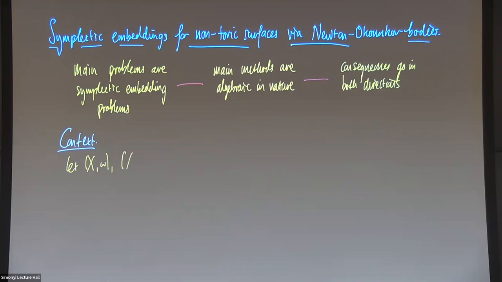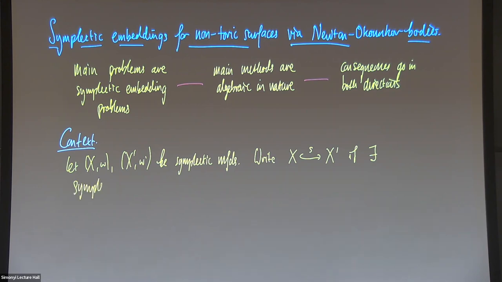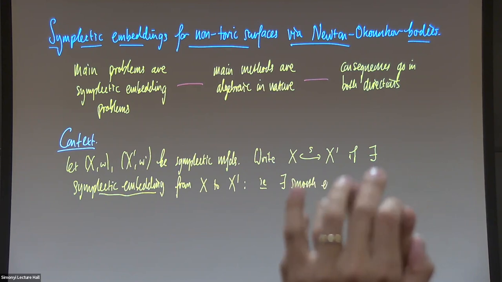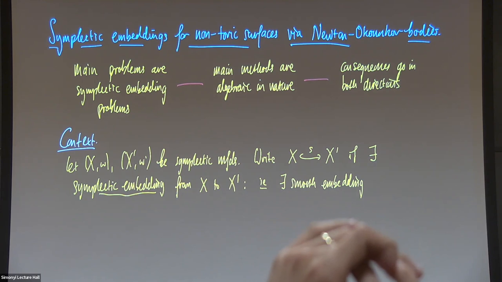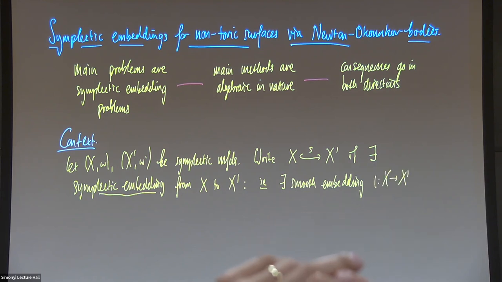Let (X, omega) and (X prime, omega prime) be symplectic manifolds, and I'll always assume they have the same dimension. First off, I'll often omit the form, but I'll write X, curly arrow with an S on top, X prime, if there exists a symplectic embedding, not specifying the embedding, from X to X prime. By which I mean, there is a smooth embedding iota from X to X prime such that the natural interplay you would expect between symplectic forms is respected.